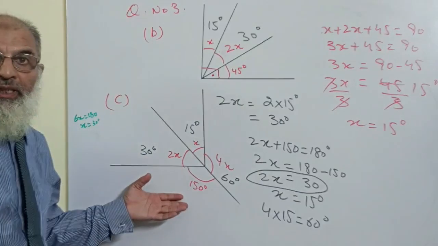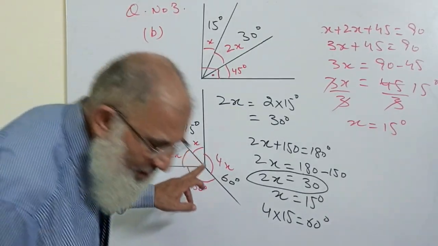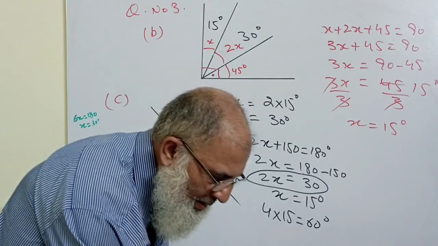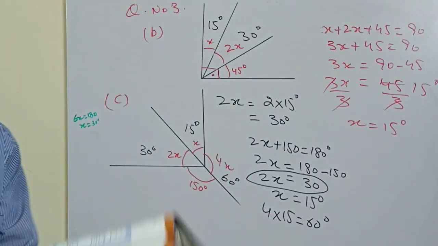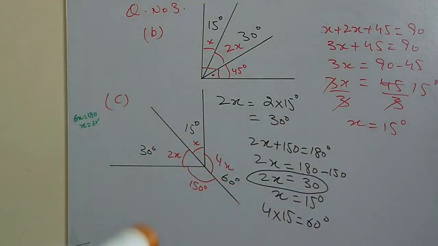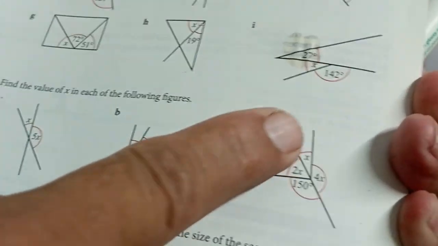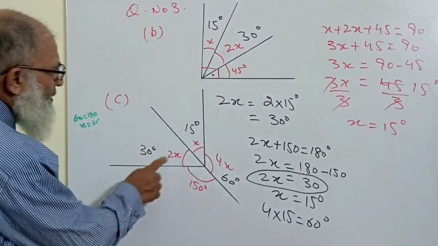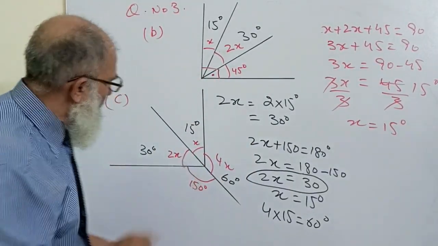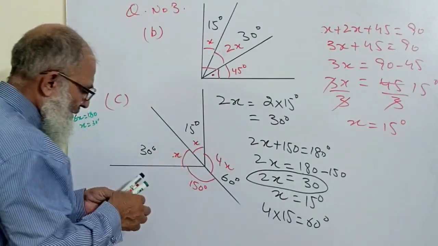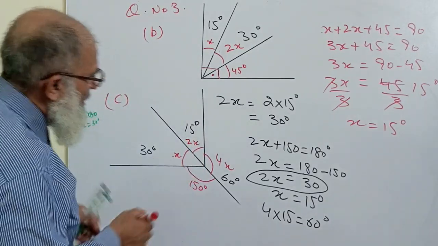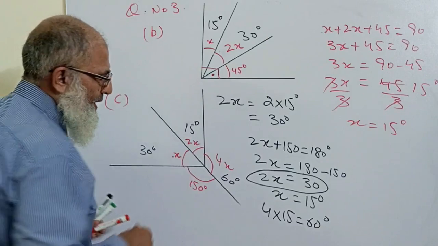Now I have pointed out the mistake. In fact, this angle which is given in your book, you can see it: this is 2x and this is x, as given in your book. But I am going to change it in this way. Now see the difference here.